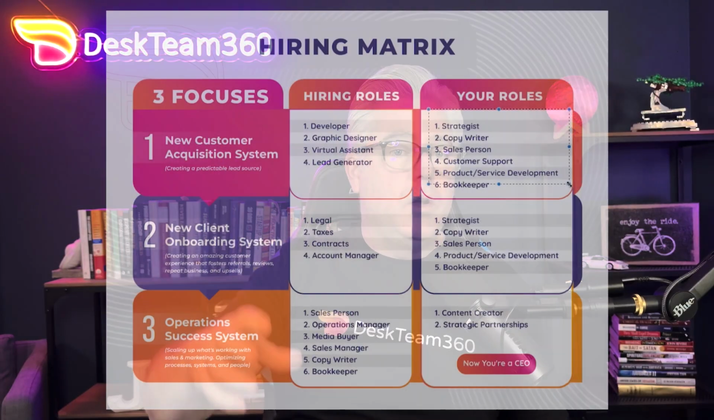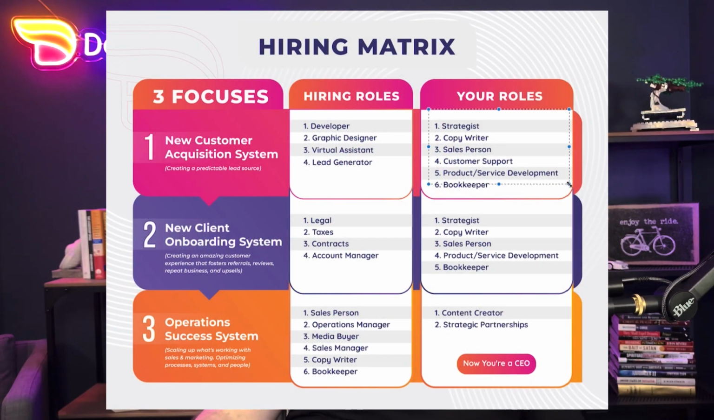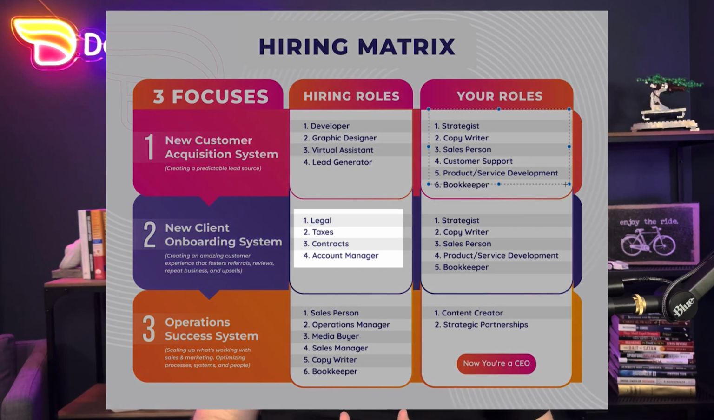When you go into phase number 2, the new client onboarding success system, this is where obviously number 1 has gone pretty good. So you have money, you got predictable leads, which means you have predictable new customers, which means you have predictable revenue. You have revenue. Now you can invest it, right? So you want to invest it in legal.